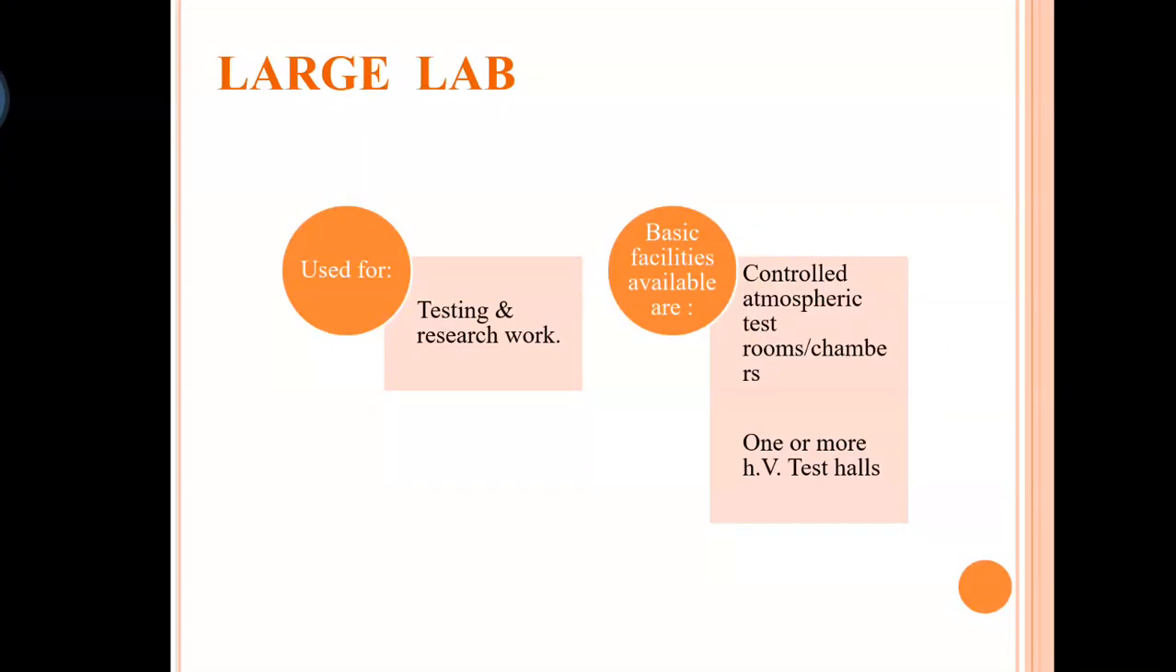Large size laboratories. These types of laboratories are meant to carry out testing and undertake research work, and will contain almost all classes of high voltage and high current test equipment and facilities. The basic facilities available will be one or more HV test halls, corona and pollution test chambers, outdoor test areas for tests on large size equipment and transmission lines and power towers, etc., controlled atmospheric test rooms and chambers, computer facilities, conference halls, library, etc. with good office facilities are also included.